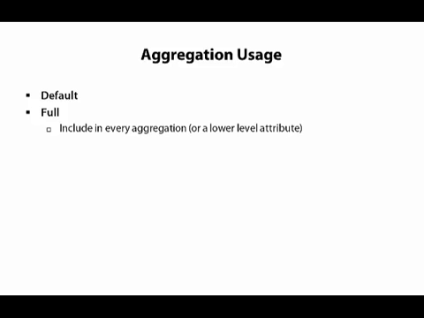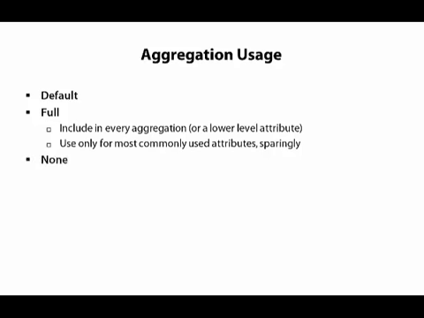You should only set an attribute's aggregation usage to full when you know that most queries always use the attribute, but you should only use it if the number of members for that attribute is relatively small. Again, using year as an example, if we have only 5 years of data in a cube and users constantly query by year, it would make sense to use full.